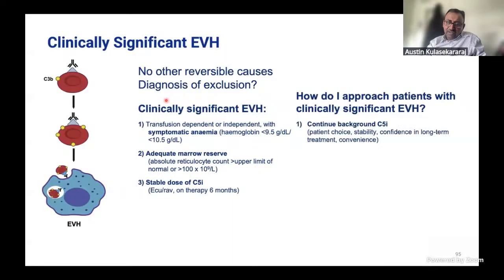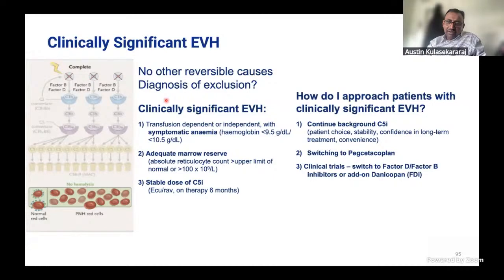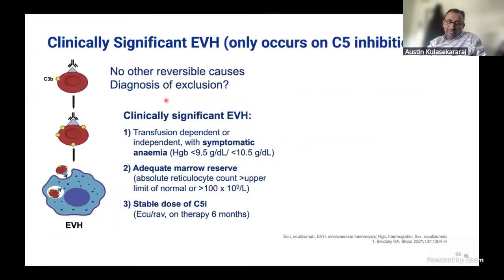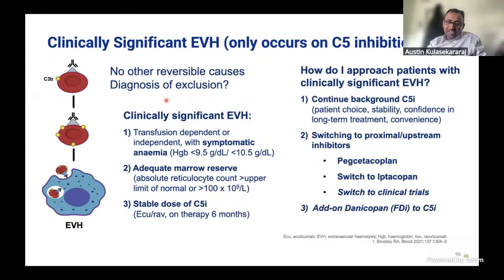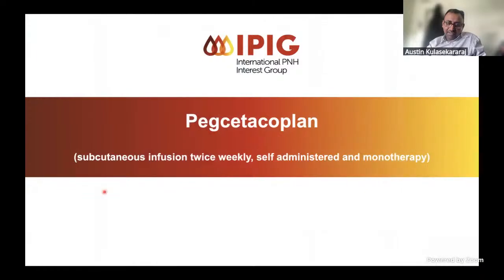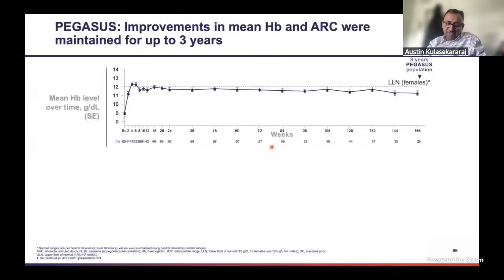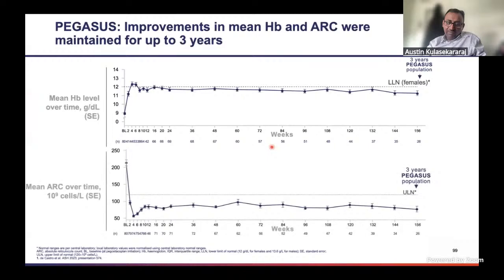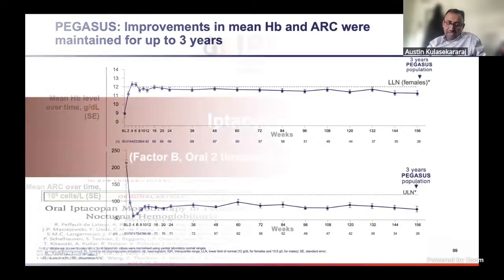So which is one of the reasons that newer anti-complement therapies have come about, that these patients need to be monitored and managed for their extravascular hemolysis. And that's where iptacopan, pegcetacoplan, and danicopan have come about, to see whether those agents will prevent the onset of extravascular hemolysis. So this is a drug which is given subcutaneously twice weekly, and it shows that the hemoglobin levels have gone significantly up when these patients were on eculizumab and switched over as well.